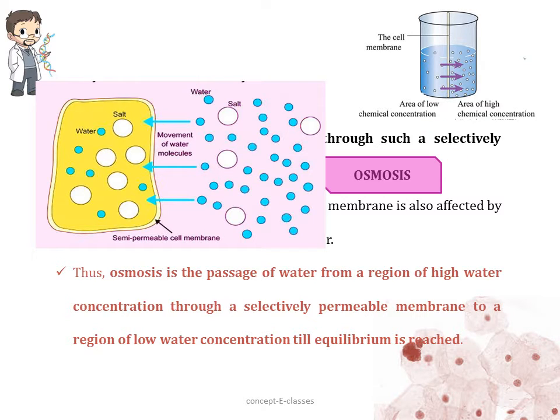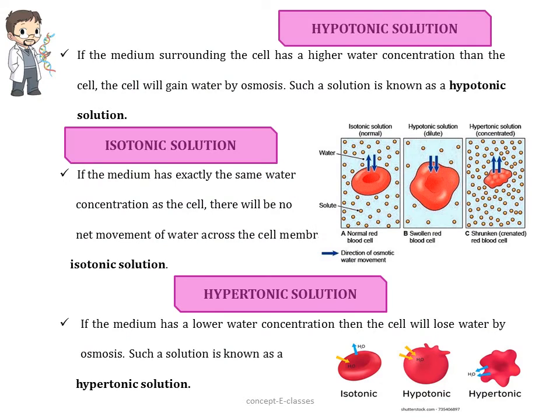Osmosis is the passage of water or any other solvent from a region of high concentration through a selectively permeable membrane to a region of low concentration till the equilibrium is reached. So if the medium surrounding a cell has higher water concentration, then the cell will gain water by osmosis. Such a solution is called a hypertonic solution.